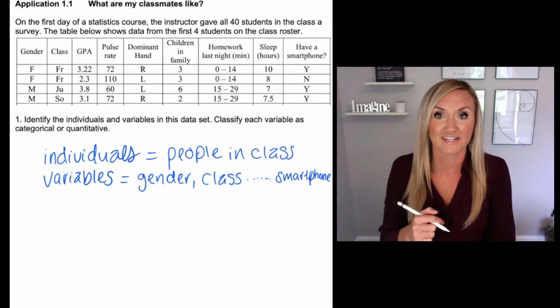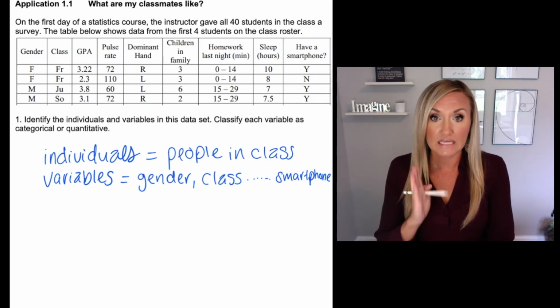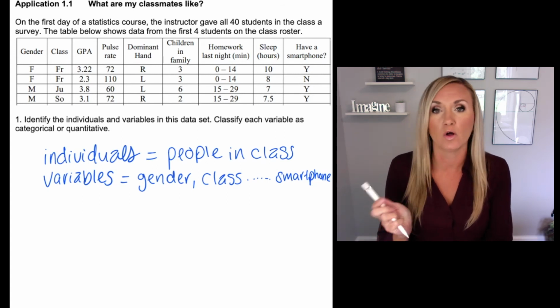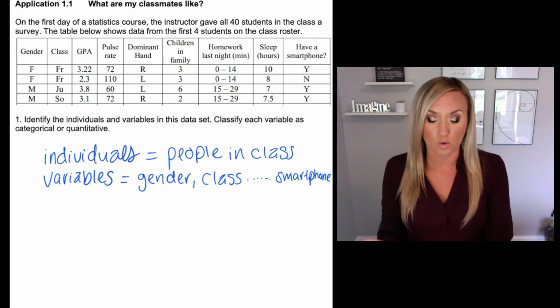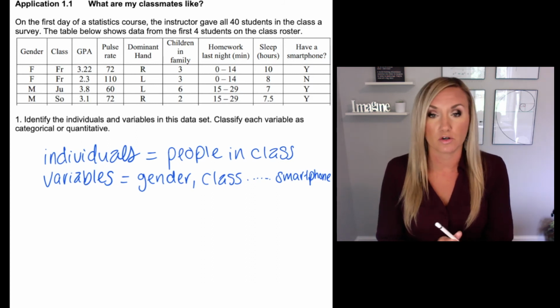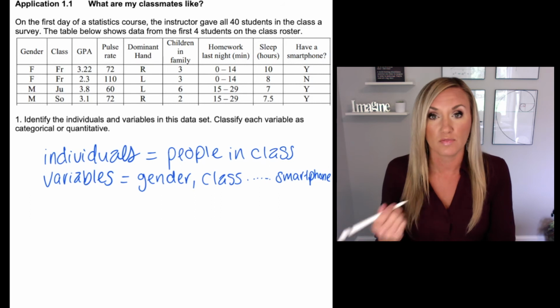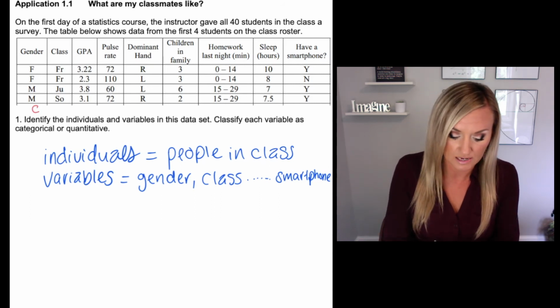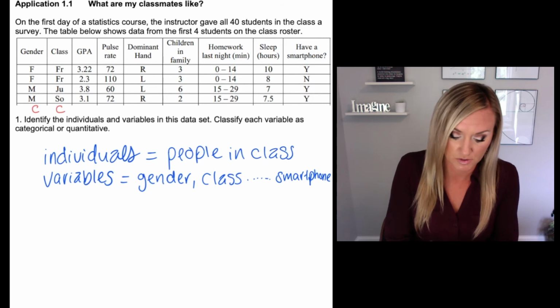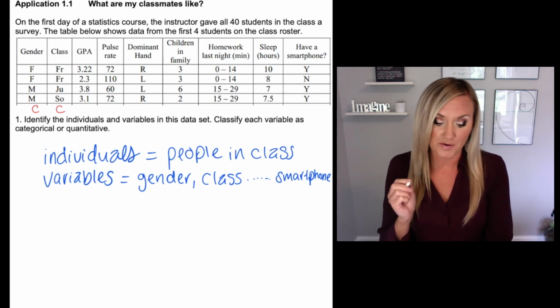All right, perfect. So now each individual variable, we have to decide, is that variable categorical or quantitative? So let's go ahead and take a look at gender. Gender, you're either male or female. That can be put into a category, that is categorical. Same thing for a class: freshman, junior, senior, that is categorical.